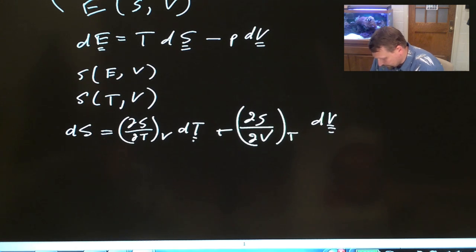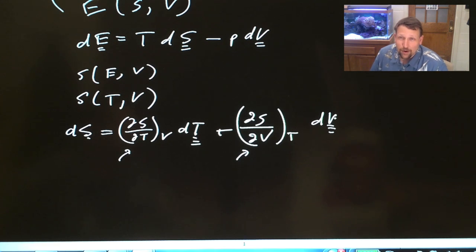I'm just underlining these so you can see that indeed if we knew what this was and what this was, we would have S as an actual function of temperature and volume, so that we could then substitute right into the energy equation and have energy be a function of temperature and volume.